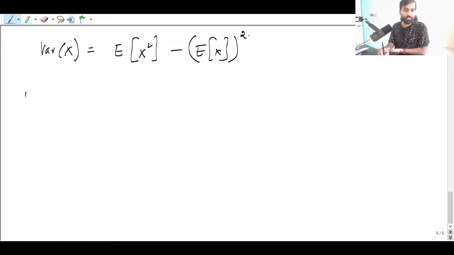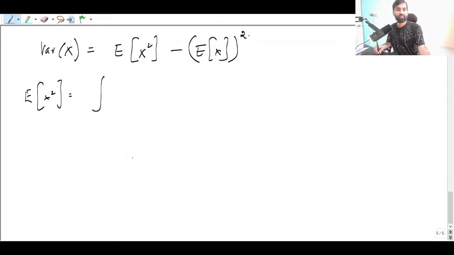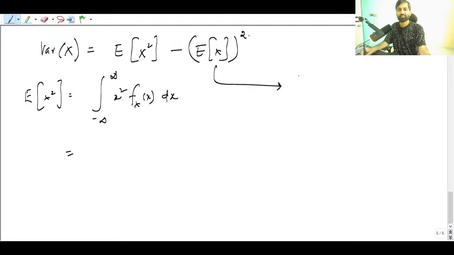What is this expectation of x squared? It is the expectation of a function of the random variable, so it is the integral from minus infinity to infinity of x squared f(x) dx. Simple, so computing this is very simple. You know this term, it is nothing but ((a + b)/2) whole squared.